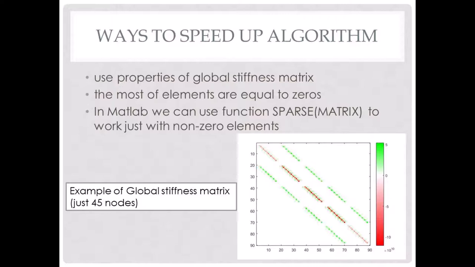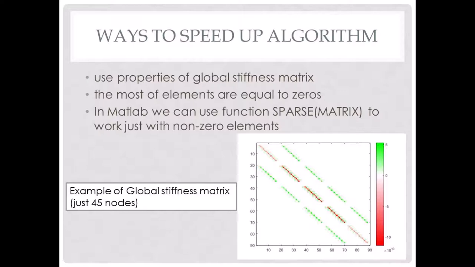Here is a picture of the global stiffness matrix with just 45 nodes. The green ones are positive numbers, the red ones are negative numbers, and the white ones, which are most of the elements, are zero. We don't save these values and we can work with a smaller amount of numbers.